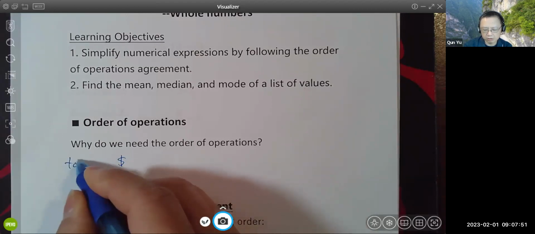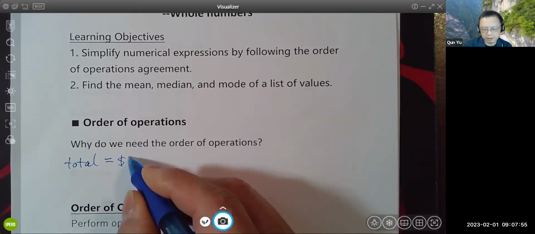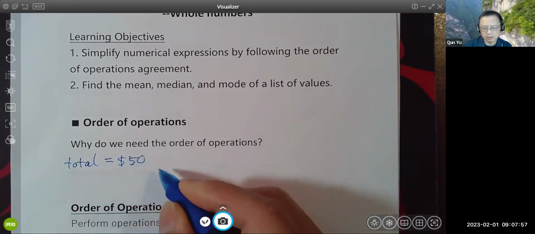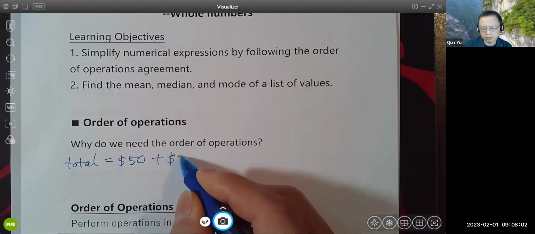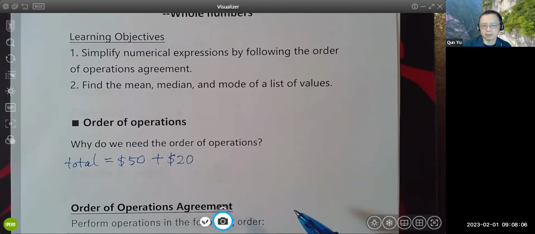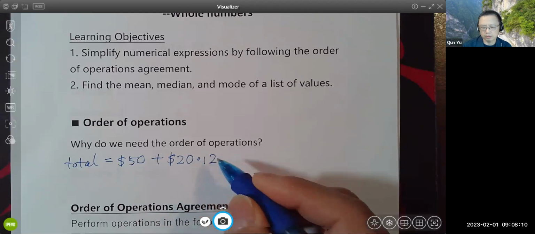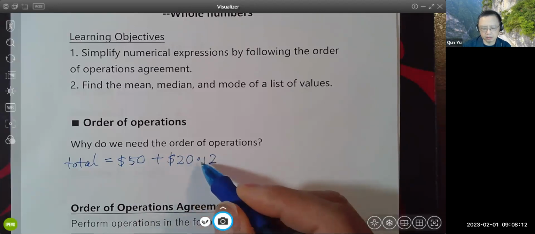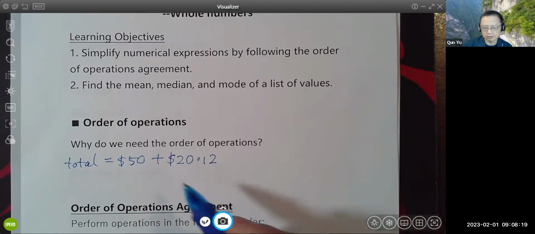Let's say this is the total cost. Your initial fee is $50. Then on top of that, you need to pay $20 each month, and for 12 months. That's for the whole year, right? So we need to multiply by 12. Each month you pay 20. You have 12 20s. That's why we multiply them together. So now this is going to be our total cost, right?